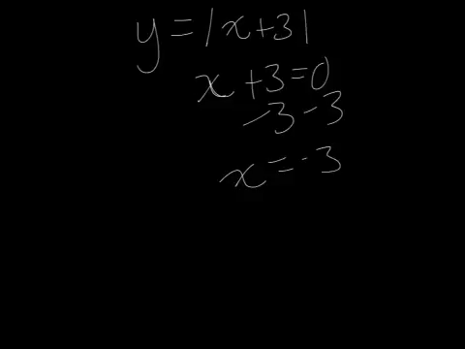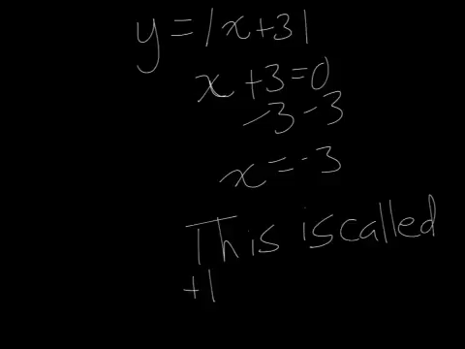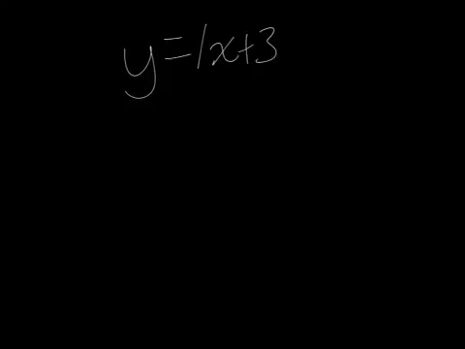So we know that negative 3 is something that's called our vertex for our graph. And the vertex is going to be the point of this V. So, going y equals the absolute value of x plus 3.